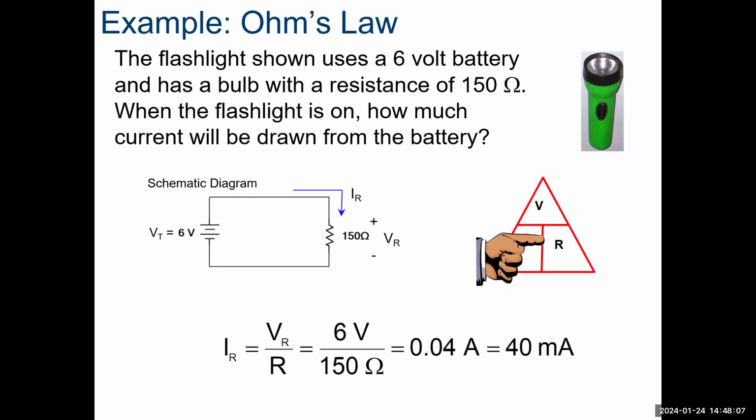So we're going to cover it up. We're going to try and find the current. We're going to take the voltage, 6, and divide by the resistance, 150 ohms. And we're going to get 40 milliamps. So in a simple circuit, this is pretty easily done.